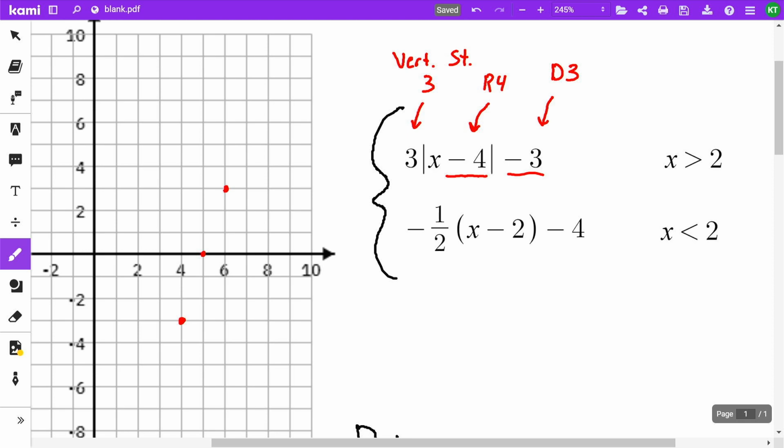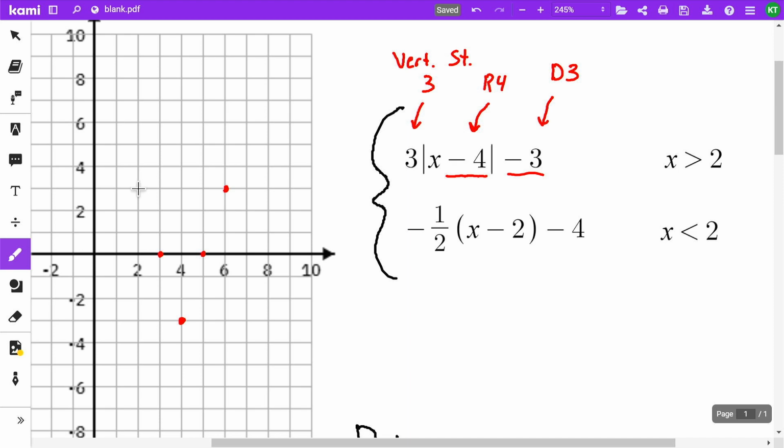Now let's also pay attention to our domain restriction. That's at x is greater than 2. So these points here are all good. Now I'm going to be going in the opposite direction for my absolute value to make my V. So instead, I'll have my negative slope. That would be this point here, and then this point would be right here.